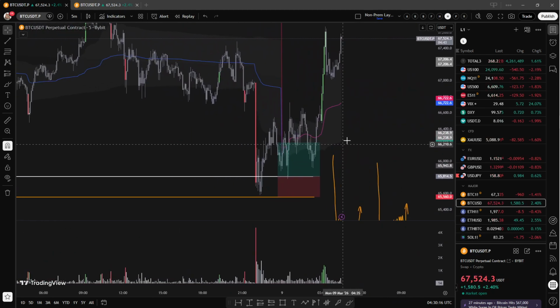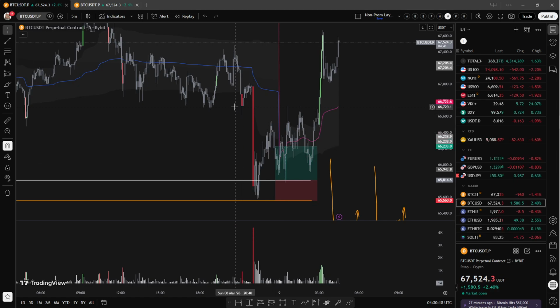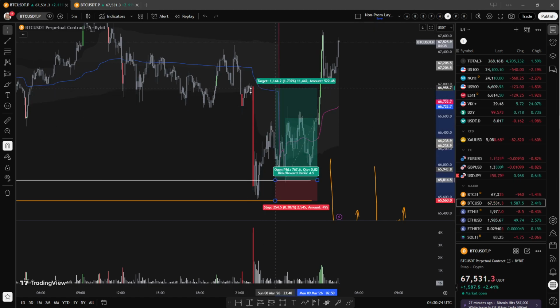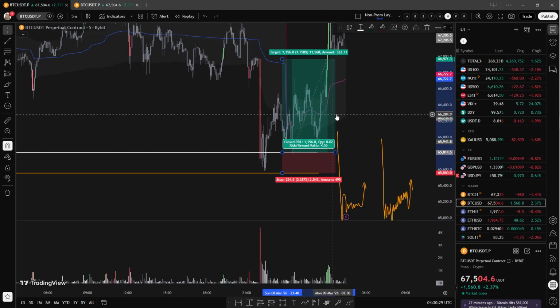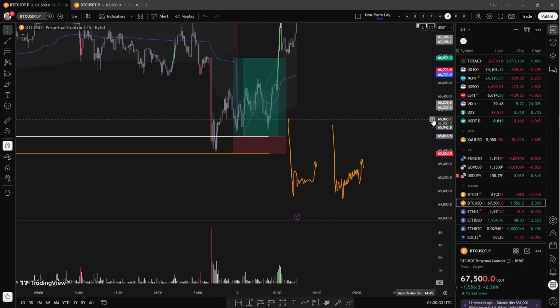What do you want to aim for? If it's this kind of thing, you want to aim for the first V-shaped puke, which is this particular high. And you got yourself a 4.5 R. That, for me, is the safer bet.